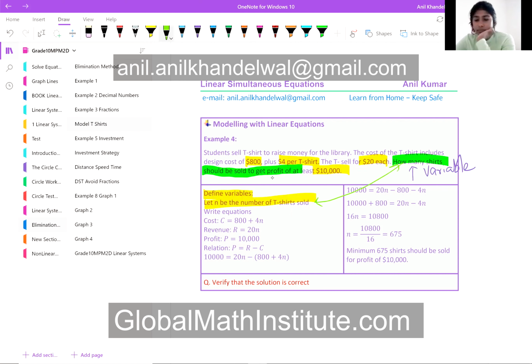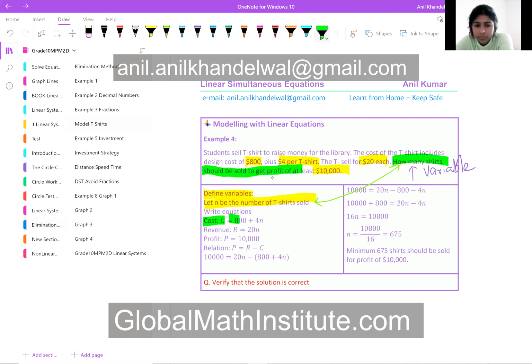Sometimes the value of n may not be the answer. They may be asking for something else, right? So in this case, we made the variable what is required: how many t-shirts should be sold to get a profit of at least. Now, at least means minimum, right? It could be more than that, but the minimum number of t-shirts to get this amount. So in a profit and loss type of question, we are looking into two things. One is the cost, the other is the revenue, right? So we know what the cost is. Cost here is made up of two components.